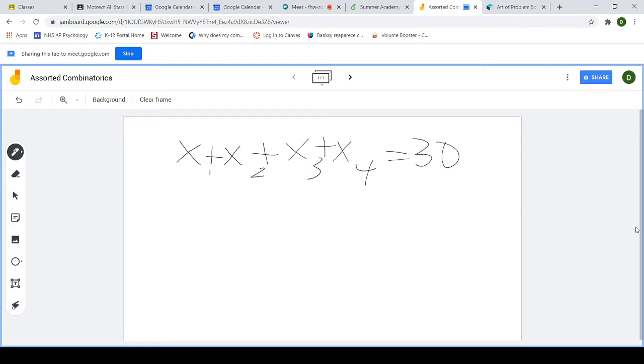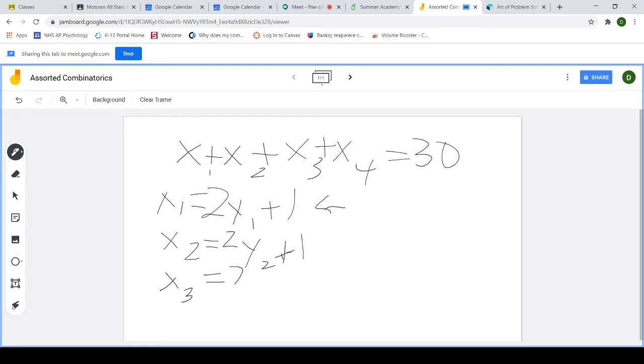Since they're all odd, we could write these like x1 is equal to, how about 2y1 plus 1, right? Every odd integer can be written in this form. And let's do that for the rest of them. And y1, y2, y3, y4 can be any integers, odd or even. Well, any positive integer. Well, any non-negative integer. It can be 0 as well. So, let's try substituting this in.